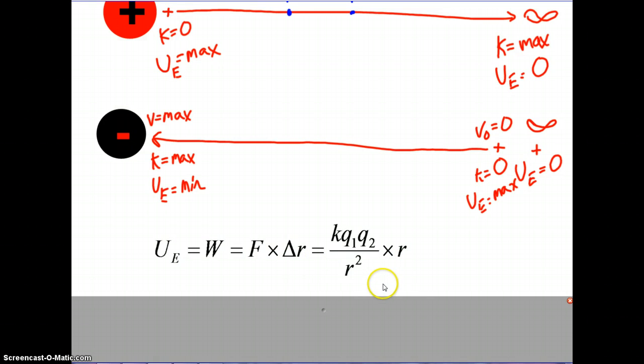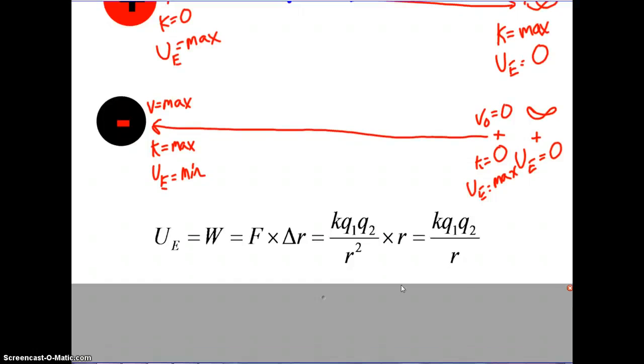And what do you note here? This R would cancel out the square, and we would get K Q1 Q2 over R. Hence the equation for electric potential energy. And if you were asked for work, you understand that that's the same thing. And that should make sense to you based on the concept of the work-energy theorem.